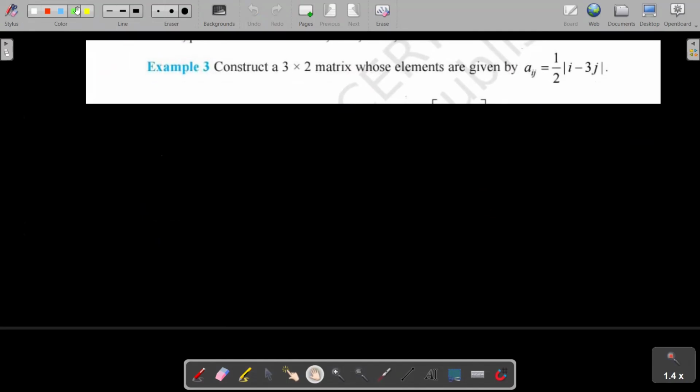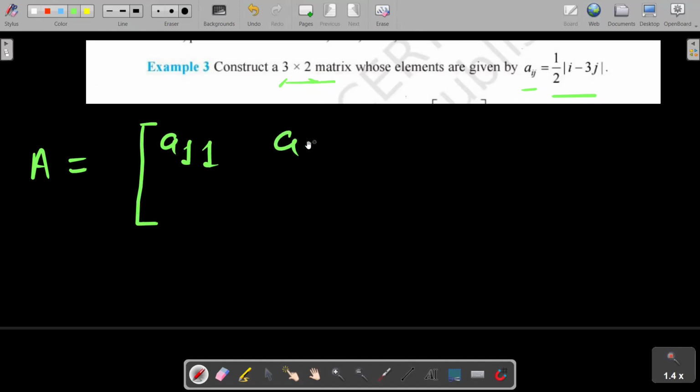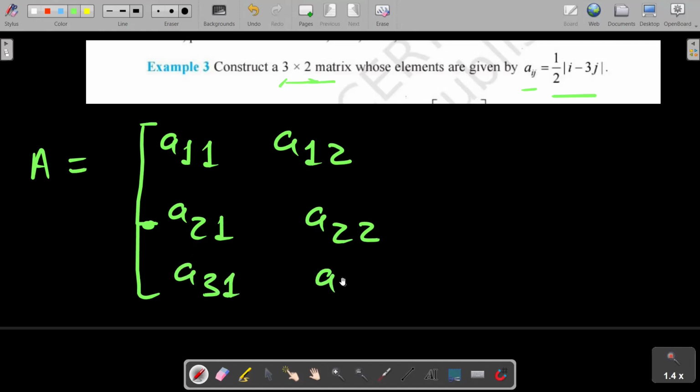So now this problem is, we have to construct a 3 cross 2 matrix whose elements are given by aij is equal to half |i - 3j|. So here the number of rows is 3 and columns is 2. So here we will construct a matrix whose rows are 3 and columns are 2. So it will be like this: A11 and A12, A21, A22, and A31 and A32. In this way, we have constructed our matrix whose rows are 3 and columns are 2.